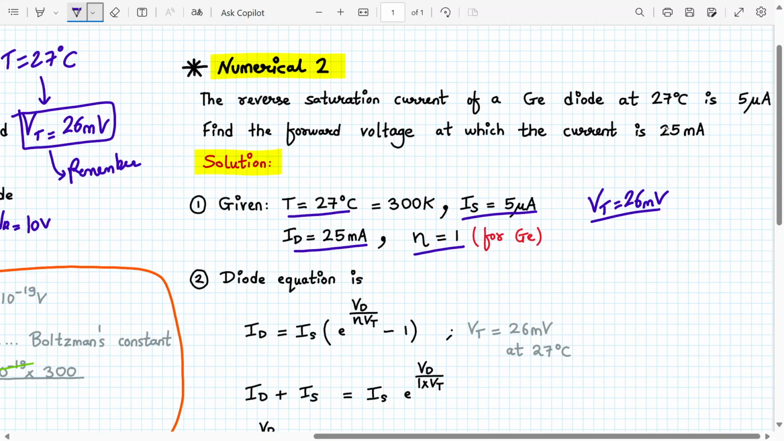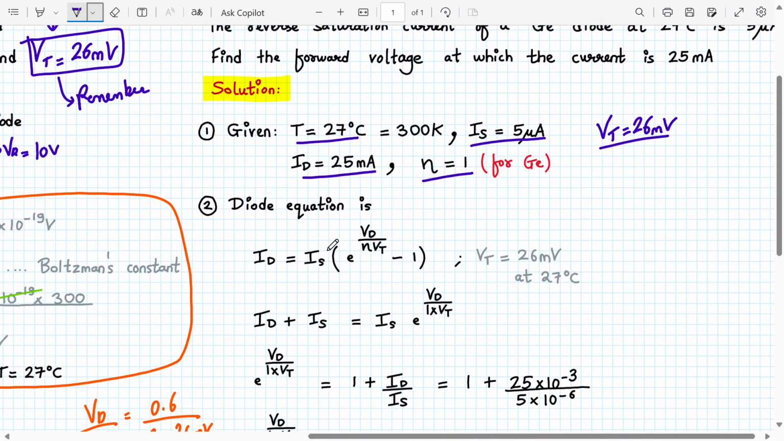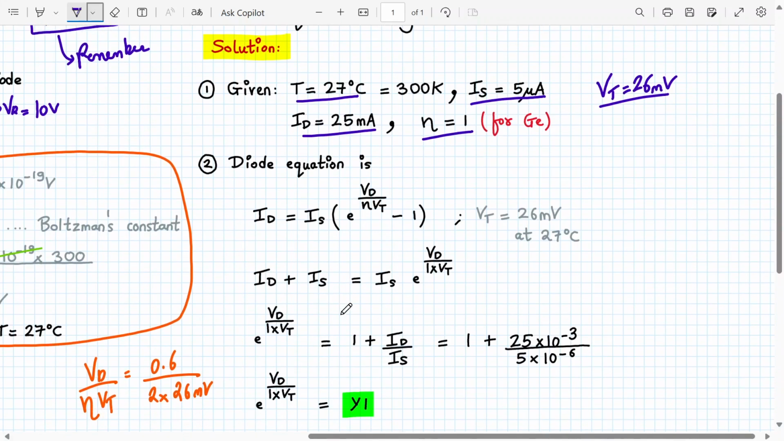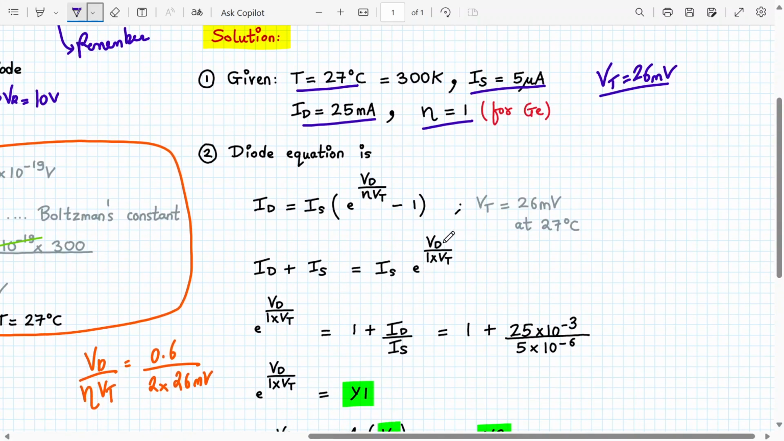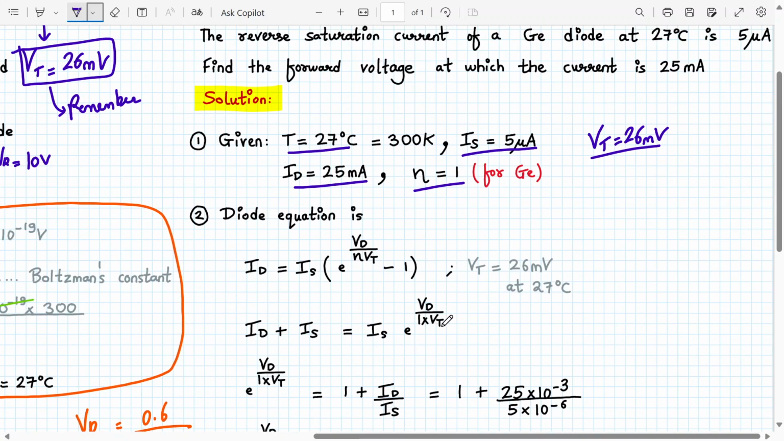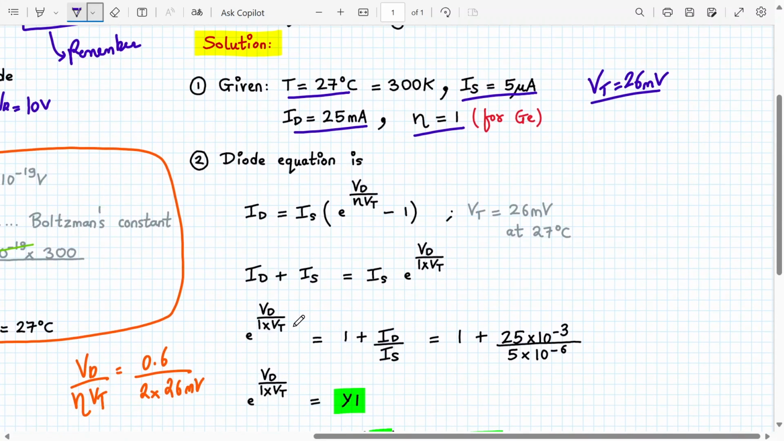Okay, so actually here we have to find this value VD. So what we do is we open this bracket and we take IS on the left hand side. ID plus IS is equal to IS times e raised to VD upon eta VT. Eta is 1 because of germanium. So e raised to VD upon VT is equal to 1 plus ID upon IS.